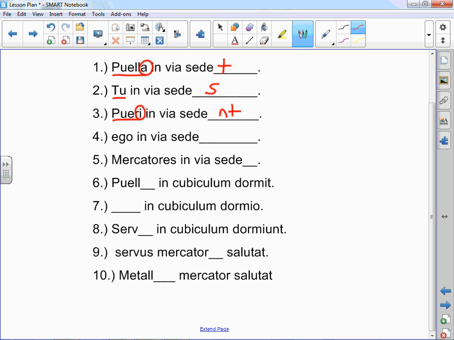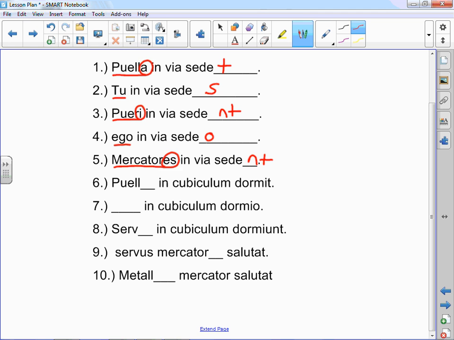Number 4, ego ... sede. I need to complete it. I look to the pronoun ego. Pronoun ego uses O because it is first person and singular. Number 5, mercatores ... sede. I look to mercatores. I see ES. ES I know is the plural form in the third declension of mercator, so I have a third declension noun. It is plural, so I have a nominative plural noun. Nominative plural noun is going to get an NT.